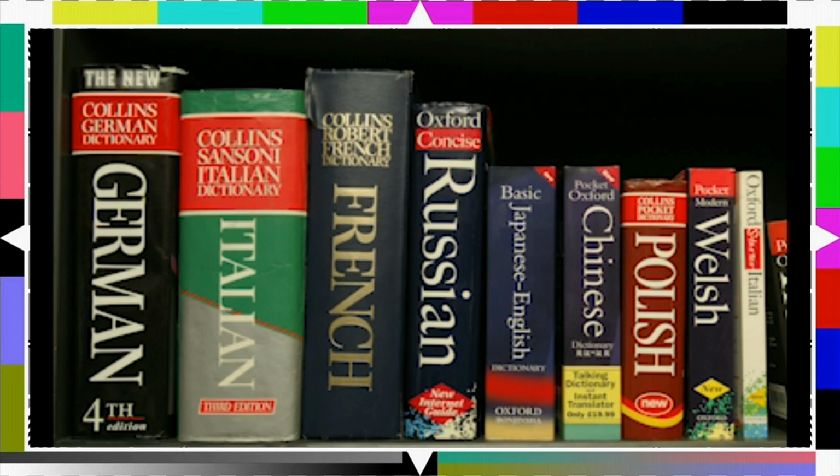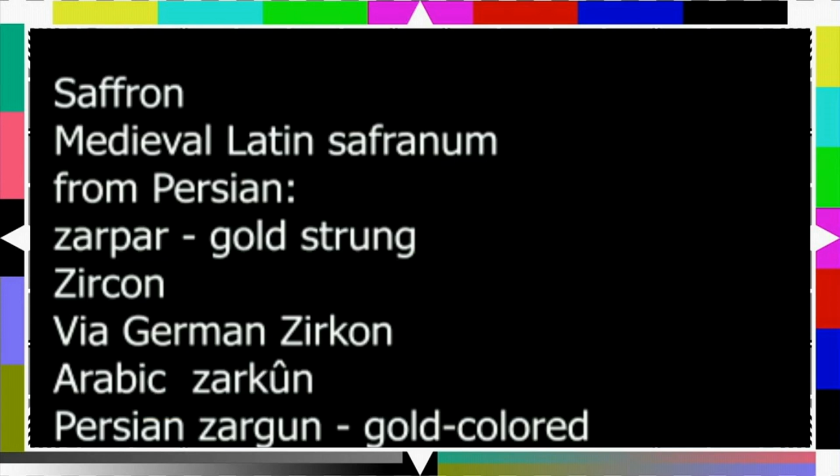Two similar sounding words, saffron and zircon. The medieval Latin saffranum coming from Persian zarpar, meaning a gold string, and in the case of zircon, coming via German, via Arabic, via Persian, meaning gold-coloured, and possibly back to Syriac, zargon.